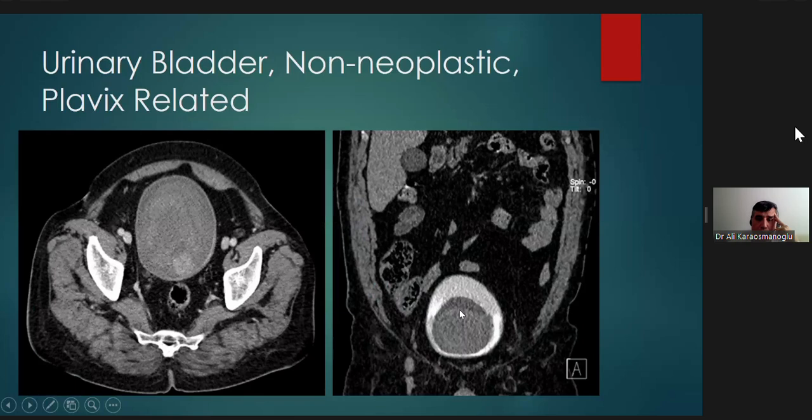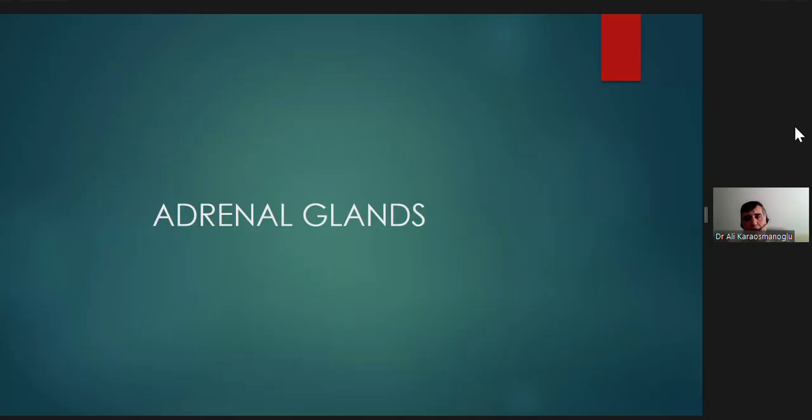It's tough to differentiate this from a tumor on this phase, but on the urographic phase, you can see there is no connection of this large mass with the urinary bladder wall. So this is most likely consistent with a hematoma and not a neoplastic process. And the cystoscopy confirmed this finding. So let's move on to the adrenal glands.